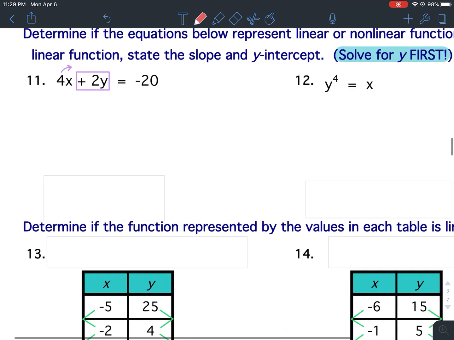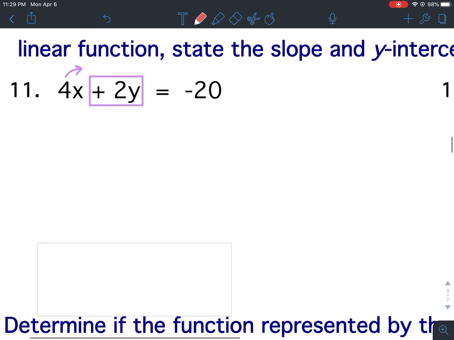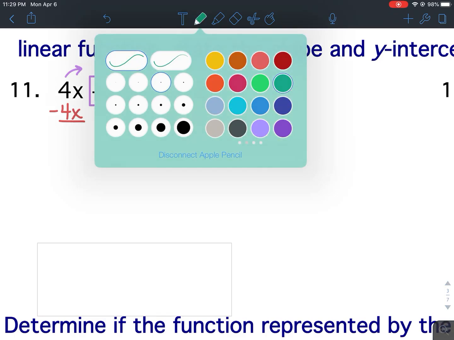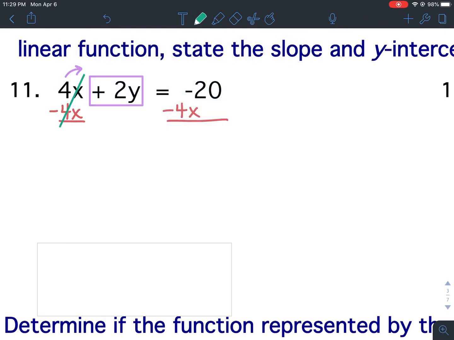So for question 11, I want to solve for y, so I box my y term. I need to take 4x to the other side using the inverse operation. So I'm going to subtract 4x from both sides. I don't line up the negative 20 and the negative 4x because they're not like terms. So that's just a way that I can remind myself I cannot combine them.